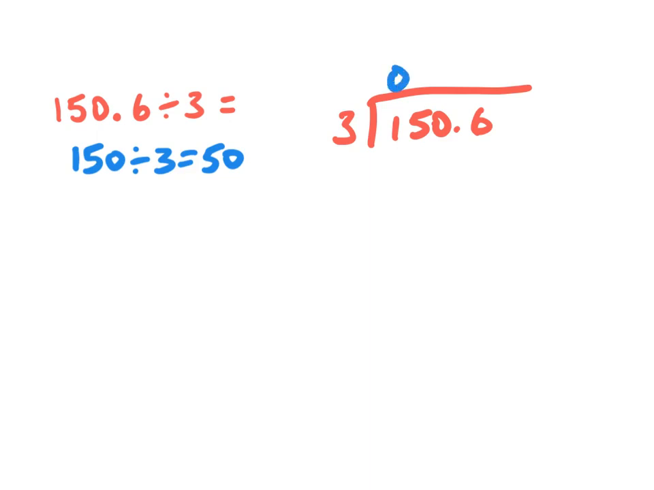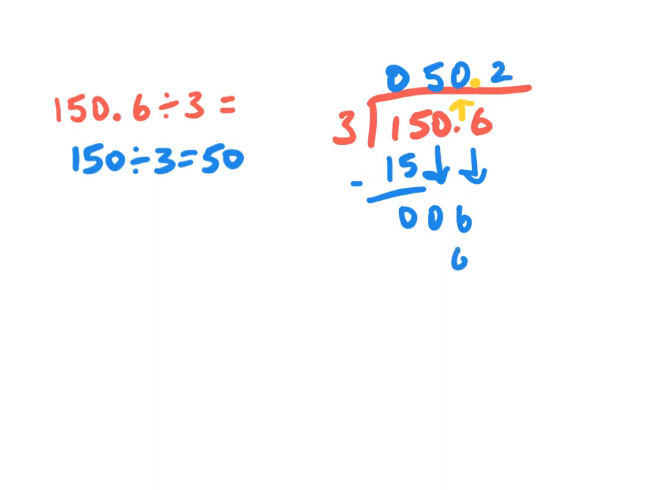3 goes into 1 0 times because 3 is bigger than 1, so I'm going to look at 15. 3 goes into 15 5 times even. 3 times 5 is 15, so I'm going to subtract, and I'm left with 0. Bring down my next digit, which is a 0. Now I have to ask myself, 3 goes into 0 0 times. Really important that I'm lining things up as I go. Next, I see a decimal that I'm going to have to float straight up into my quotient and then bring down the next digit, 6. 3 goes into 6 2 times even. 6 minus 6 is 0. So my final answer, my quotient, is 50 and 2/10.